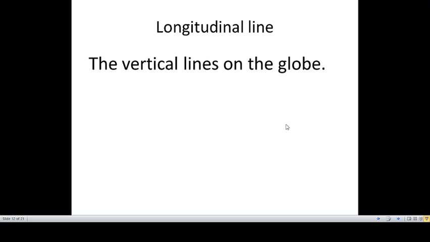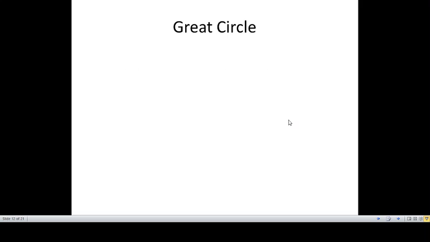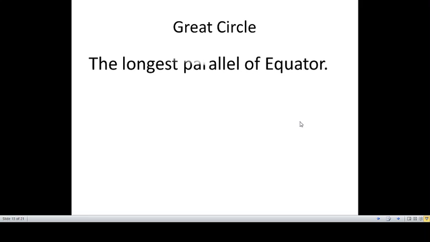The globe also has special lines. One example of this is the Circle of the Earth. It is the special line of latitude, or the longest parallel of the equator.